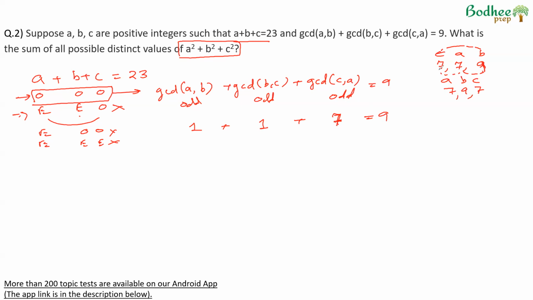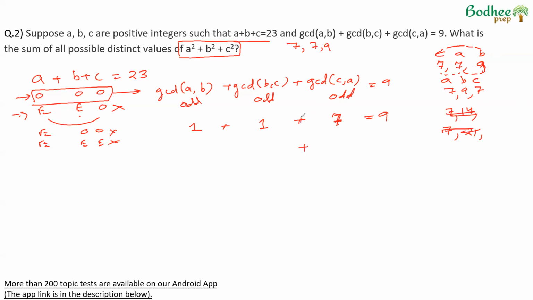With GCD 7, the next possibility is that one of the numbers is 7 and the other is 14. But that is not possible because all the numbers have to be odd in my case. The third possibility is one of the numbers is 7, the other number is 21. In this case, the sum of the numbers will exceed 23. So with GCD 7, only one case is possible, which is 7, 7, 9.